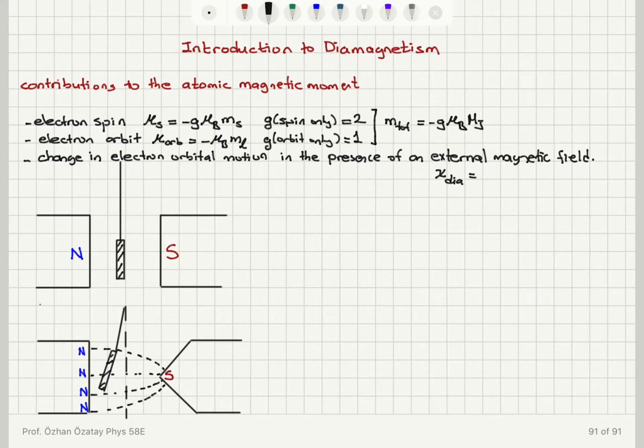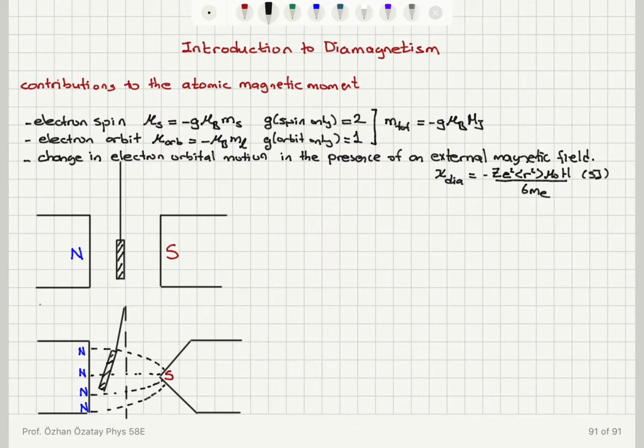Susceptibility, remember, is the response of the material to external magnetic field, magnetization divided by magnetic field. It's given by minus the atomic number Z, electron charge squared, average radius of the orbit squared, mu 0 divided by 6 times the mass of the electron. Obviously I have mu 0 here. This is given in SI. So we're going to derive this actually in the next video.